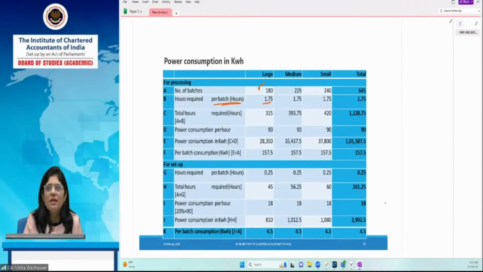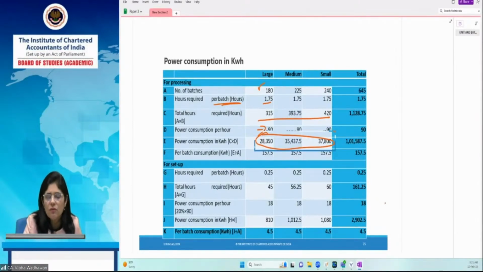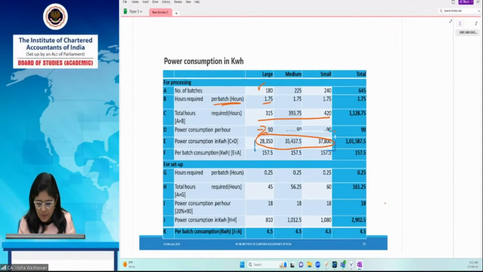इतने batch में इतने hours लगेंगे. So इतने machine के running hours हैं. पावर कंजम्पशन पर आवर इज 90. इतना मशीन चलेगा तो एक घंटे में पावर की कंजम्पशन कितनी होगी? 90 पर आवर है किलोवाट आवर्स. तो टोटल पावर कंजम्पशन विल बी दिस. और पर बैच अगर आपको लेना है तो आप डिवाइड कर दो 180 से. यू विल गेट कंजम्पशन पर बैच.